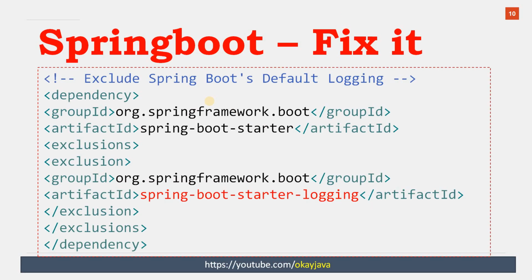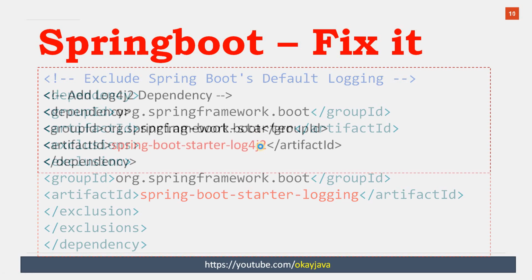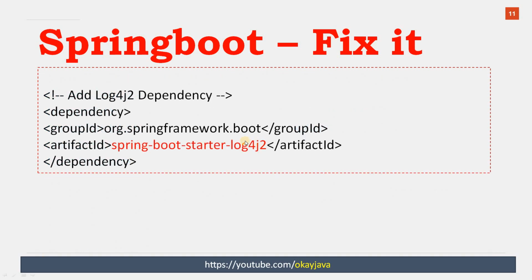First of all, we'll create a Spring Boot project, and then we'll add the Spring Boot starter dependency. To make use of the log4j 16 version, we have to exclude the Spring Boot starter logging dependency, which comes by default with the Spring Boot starter dependency. Then the next step is to add the log4j2 dependency in our pom.xml file. So we'll make use of the spring-boot-starter-log4j2 dependency.